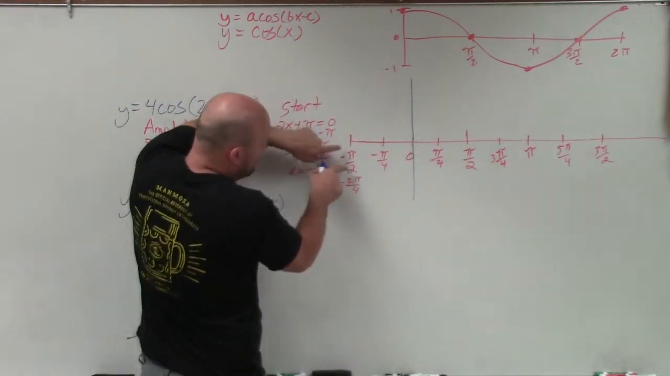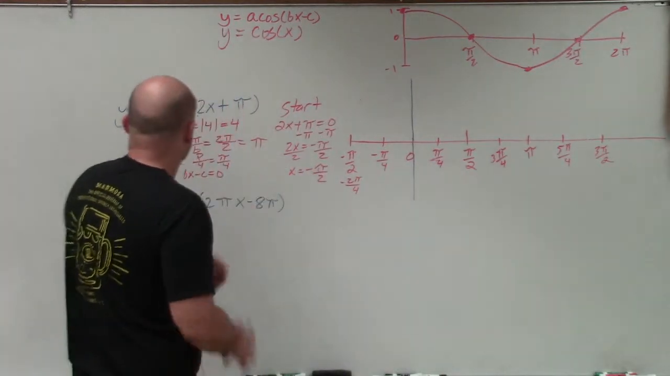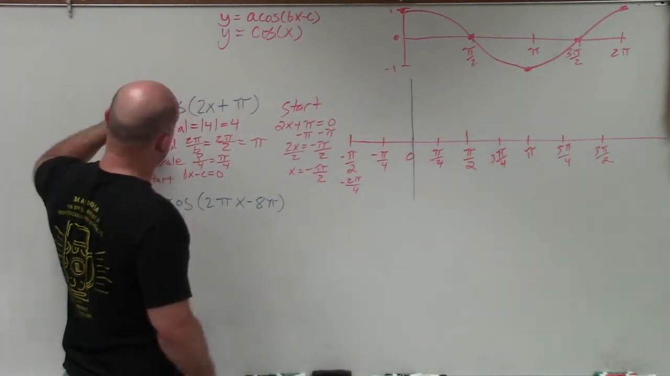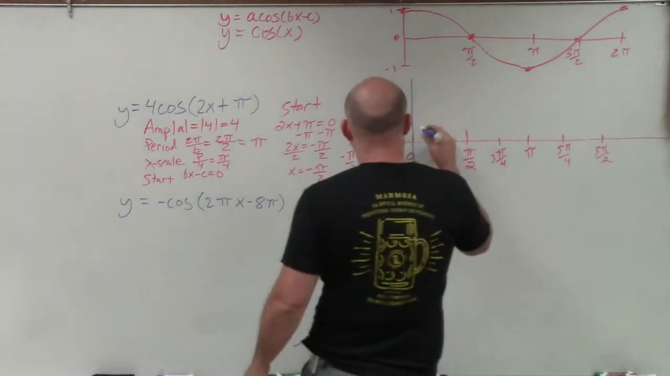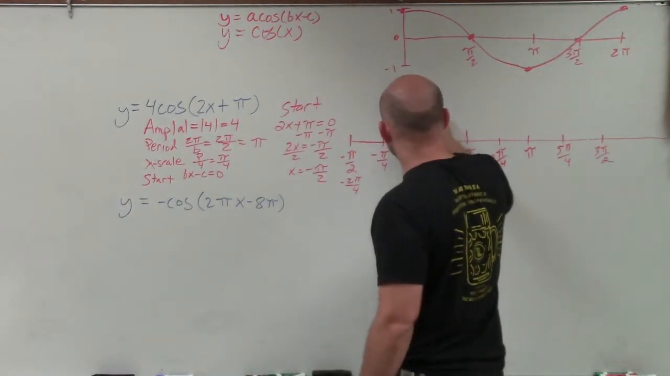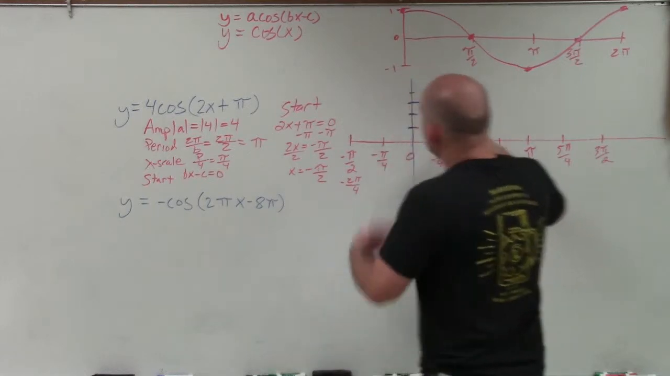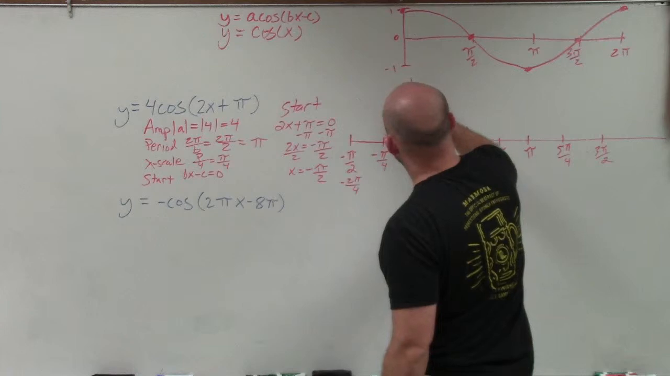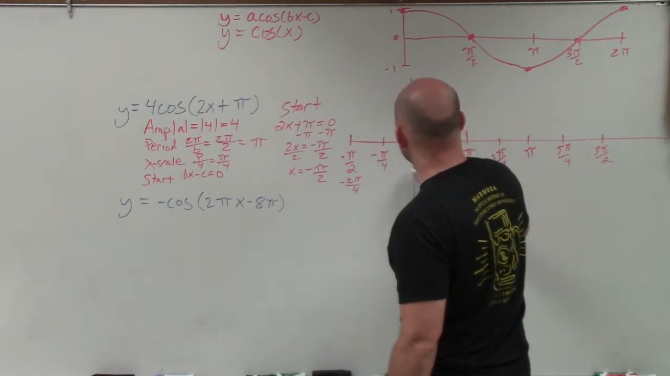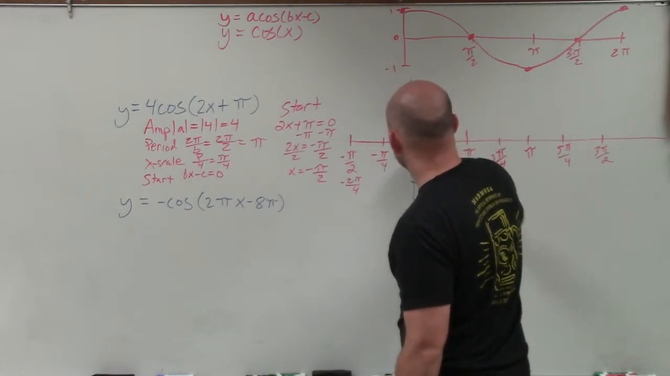OK, so now basically we need to take this graph and transform it down here, where again our starting point is at negative pi halves. Let's see. So now you can see my amplitude is 4. So I'm still going to use my y-axis to show the amplitude. So instead of the graph going up to 1 and down to -1, it's now going to go up to 2, up to 4 and down to -4.